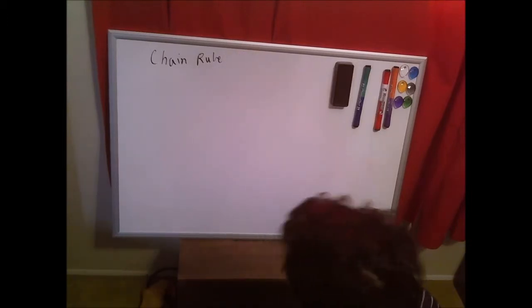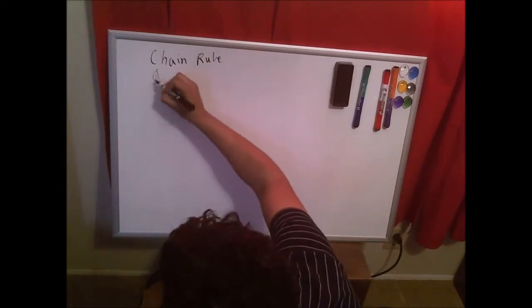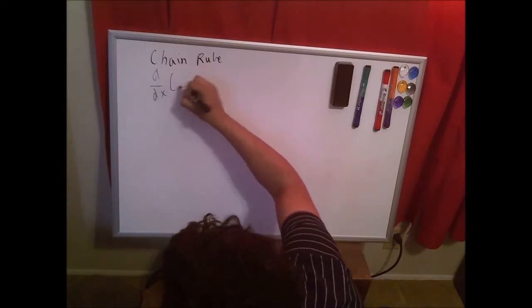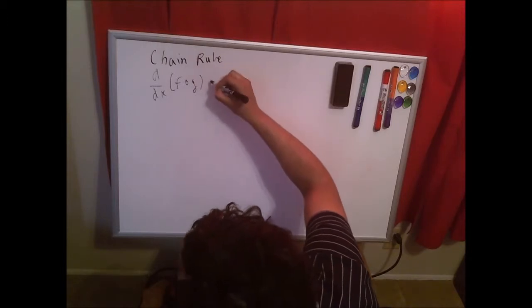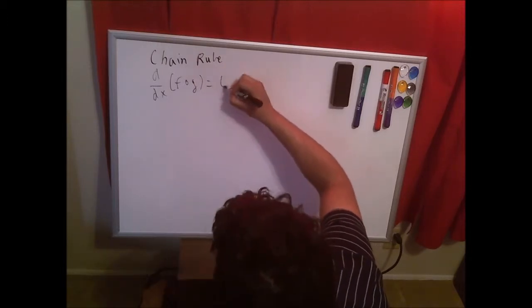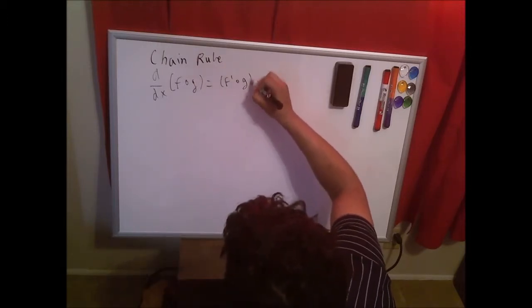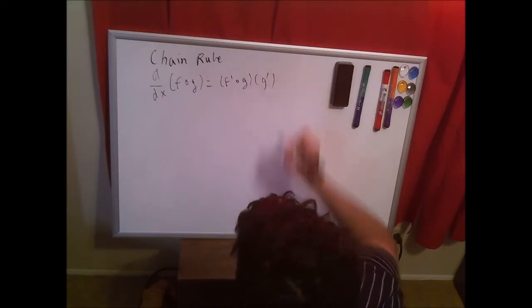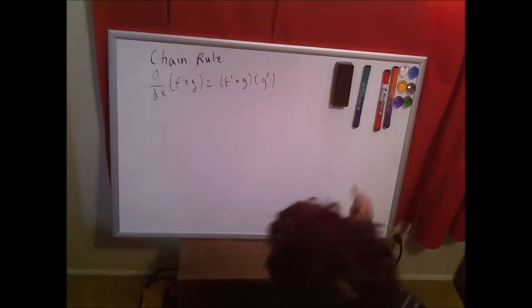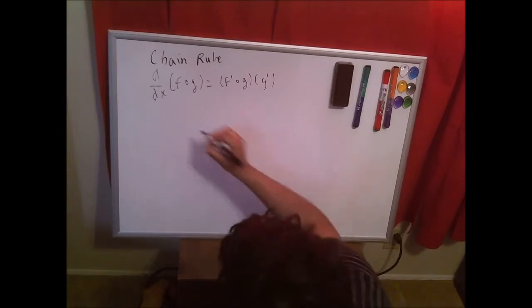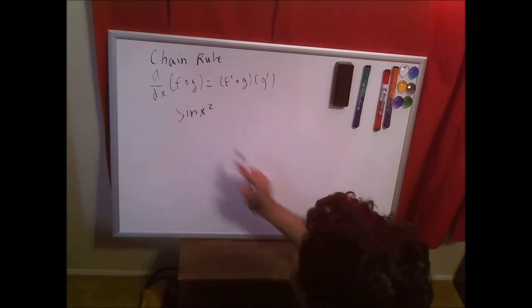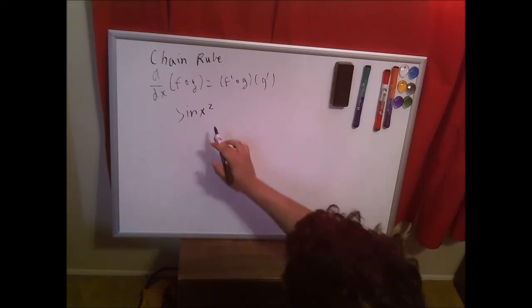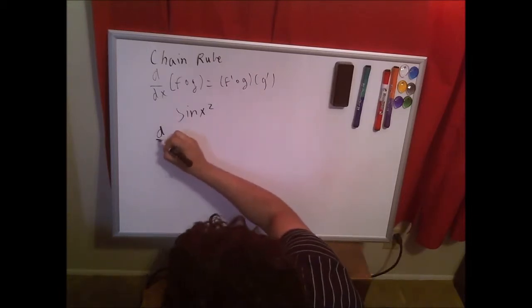The chain rule goes as follows. If you have a function within a function, then you have to take the derivative of the outer function first, and then the derivative of the inner function. So let's do an example. Say sine of x squared, where we have the function sine and the inner function x squared. Take the derivative of this.